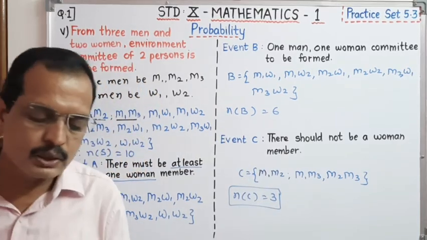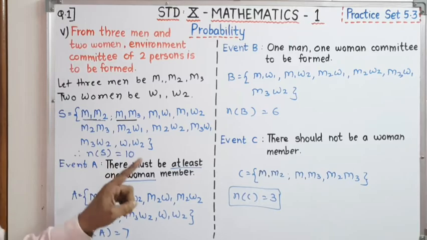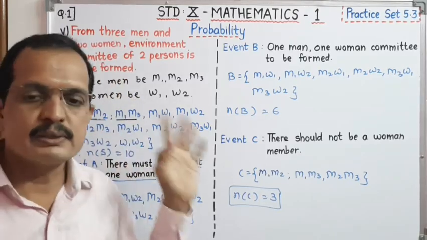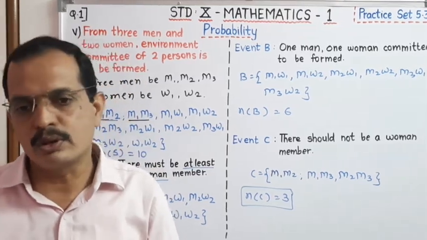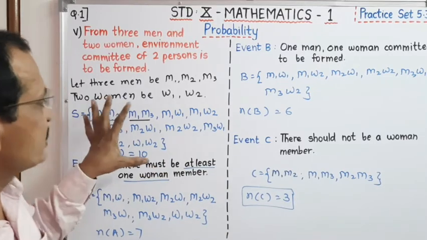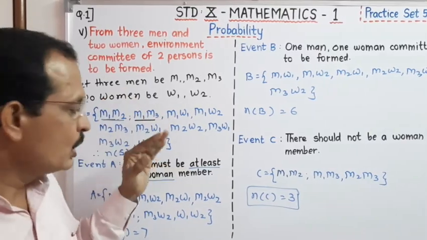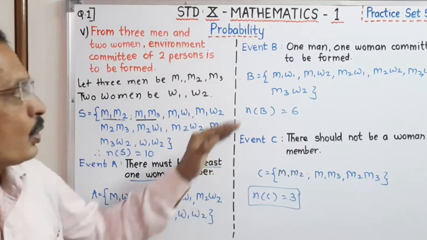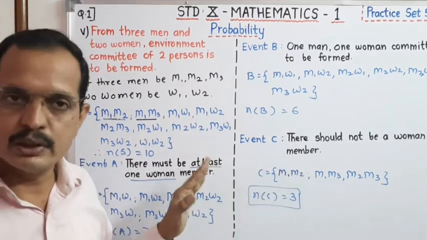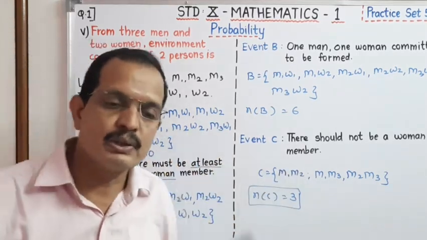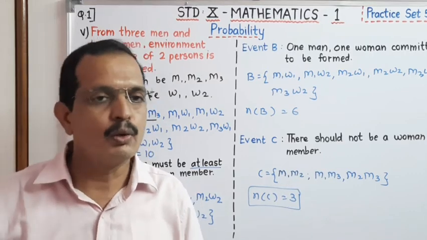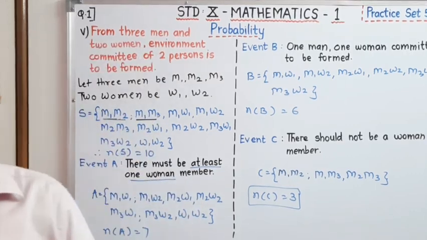Therefore dear students, I again told you that writing the sample space is important. If you make a mistake while writing the sample space, you will get wrong events. Therefore dear student, writing the sample space is most important. Now we have to start with the 6th question.